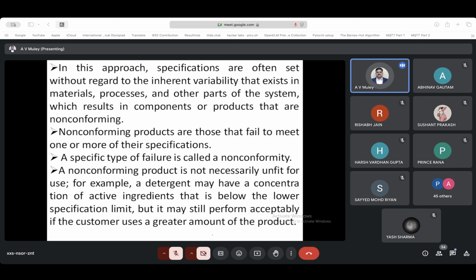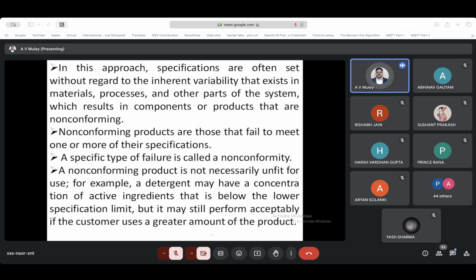The non-conforming product is not necessarily unfit for use. For example, a detergent may have a concentration of the active ingredient that is below the lower specification limit. अब कोई detergent आपके पास है, उसका जो concentration जो भी हो, कोई caustic soda है मान लो, और कुछ चीजें उसमें हैं, तो that is below the limit. अब उसमें क्या होगा, घर में तो अगर एक चम्मच डालना है, 2 चम्मच डाल देंगे, 3 डाल देंगे, तो आपका काम तो बन ही जाएगा उस पर्टिकुलर केस में.